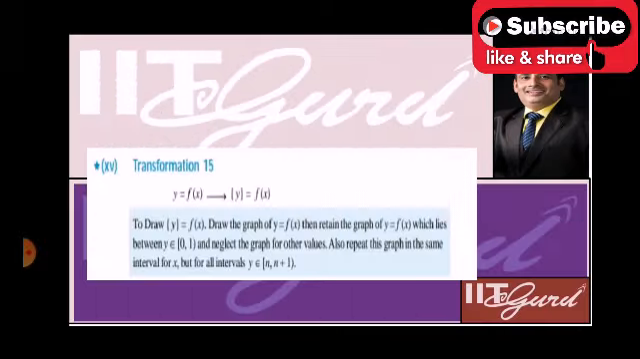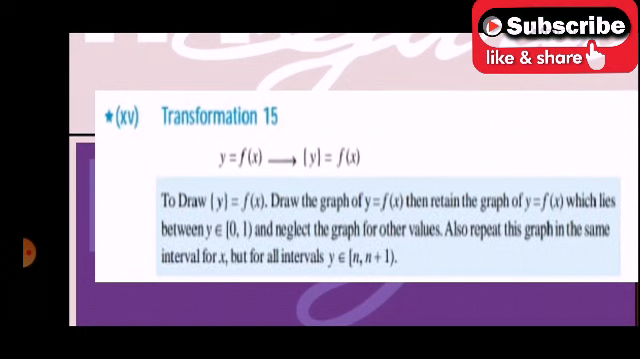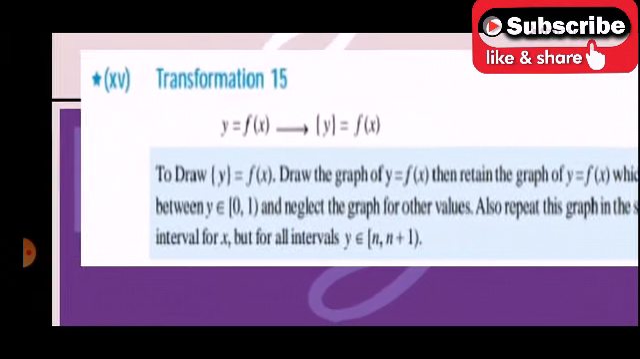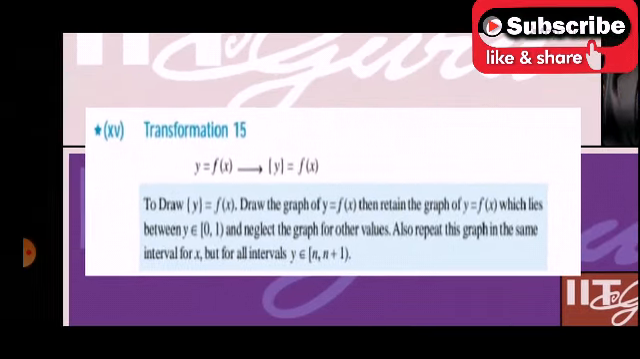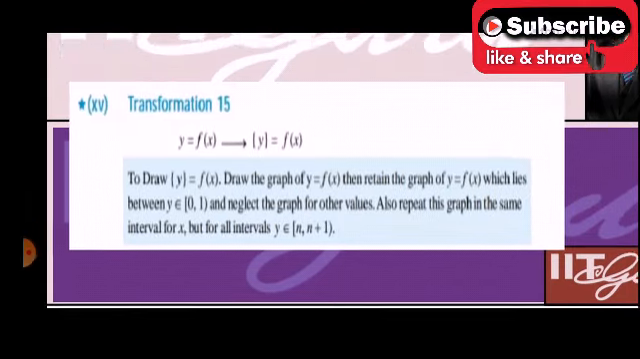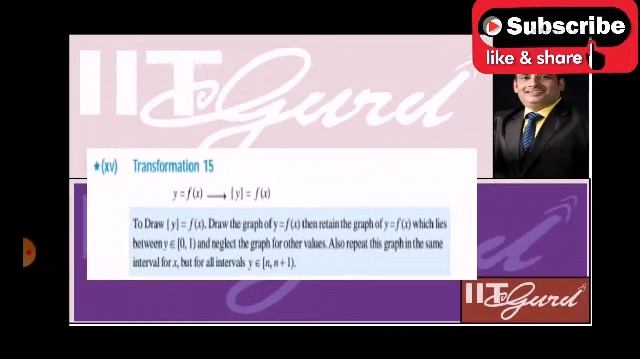Well, let's see another transformation. Transformation 15, that is g(y) equal to f(x). To draw g(y) equal to f(x), what do we have to do? Draw the graph of y equal to f(x), then retain the graph of y equal to f(x) which lies between 0 to 1, left closed, right open interval, right? Neglect the graph for other values. Also repeat this graph in the same interval for x, but for all the intervals y belongs to n to n plus 1. Let's take an example.